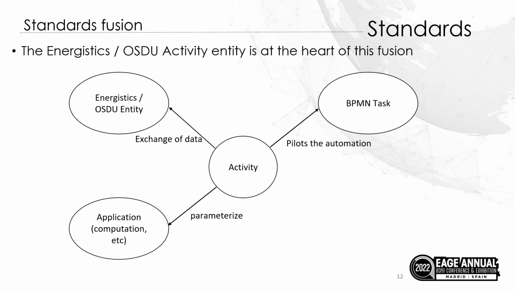The activity model is therefore at the center of our architecture. It parameterizes the application, computational tasks, and so on. It pilots the automation because the generated events are related to the type of the activity, and it allows exchanging data between the applications thanks to its standard industry nature.